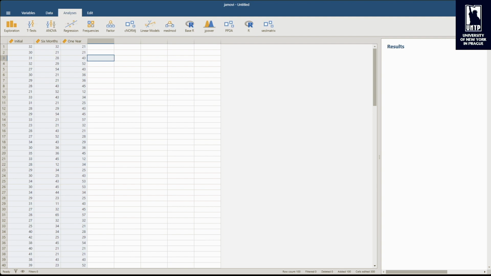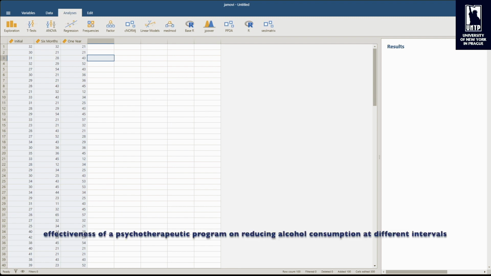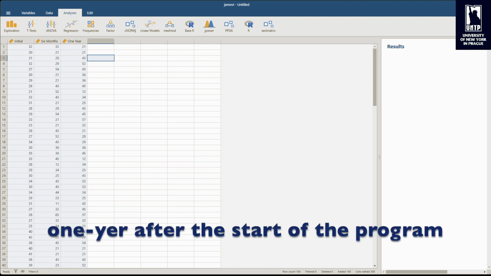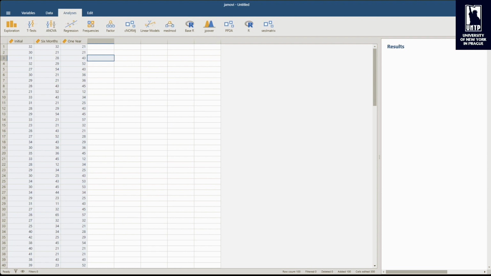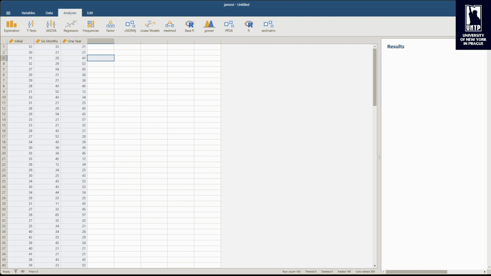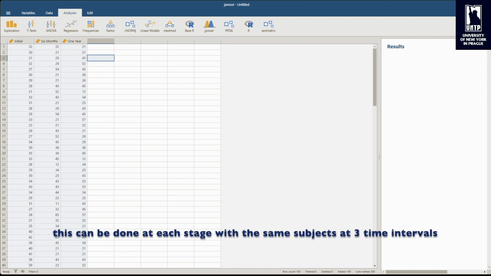So, as usual, we have a practical example, as you can see in the datasets. Imagine you are researching the effectiveness of a psychotherapeutic program on reducing alcohol consumption at different intervals: at first, 6 months, and 1 year after the start of the program. We can use, of course, a within-subjects ANOVA to analyze the variation in alcohol consumption. This can be done at each single stage. For the same subjects, as you can see, we have the same subjects on each row at 3 intervals in time.